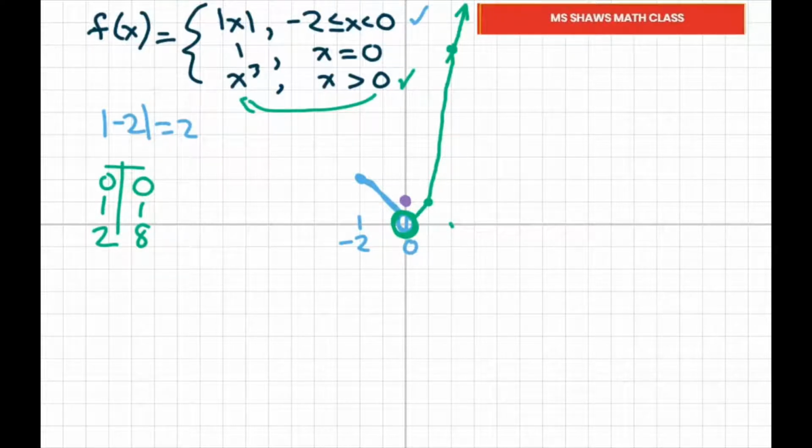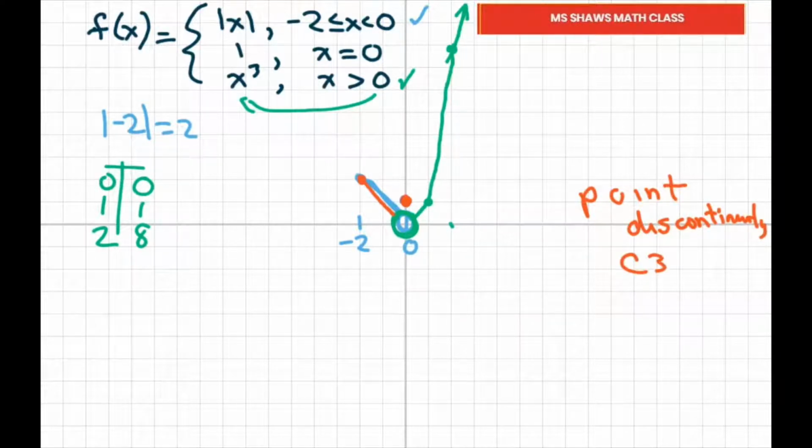So there's your graph. And remember, condition 3 failed. If we start here, it's continuous, but then we have to jump to this point. This is called a point discontinuity. That's why condition 3 failed. So it's not continuous.